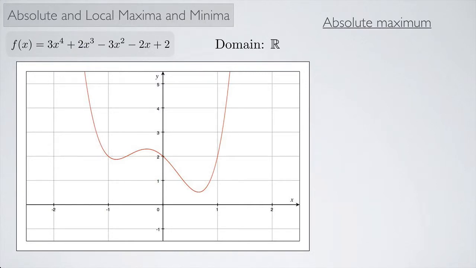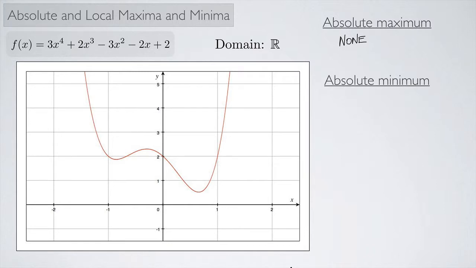So if we look for an absolute maximum, well, we see that the graph keeps going up forever and ever and ever on both ends here, so we could say that there isn't an absolute maximum here. So I'm just saying none. We don't have one.